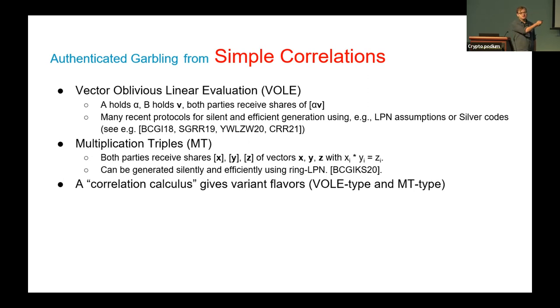I'm just going to mention briefly that all of these simple correlations can be made modular. You can think of them as using a sort of correlation calculus, which allows you to generate a bunch of variants of VOLE type and MT type for the constructions that we're going to need.